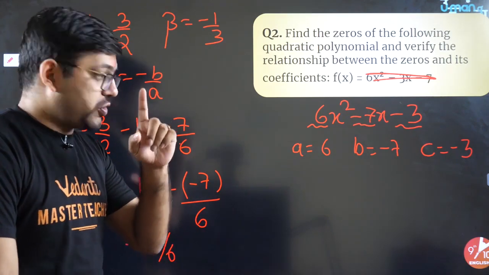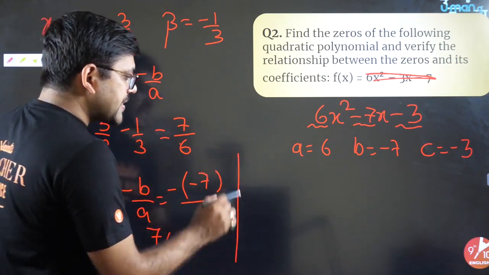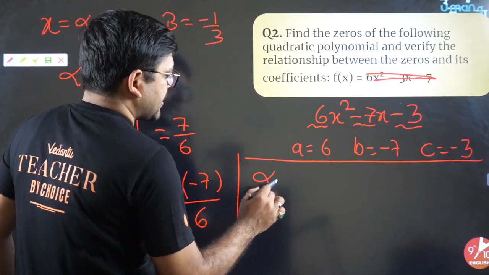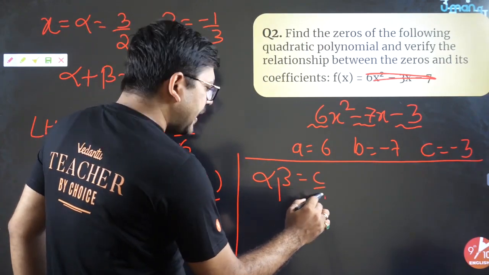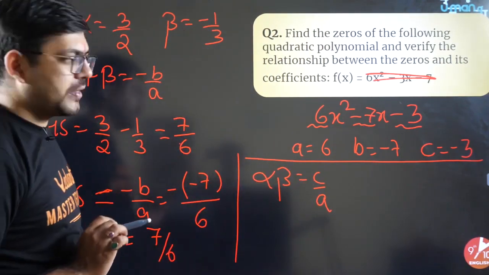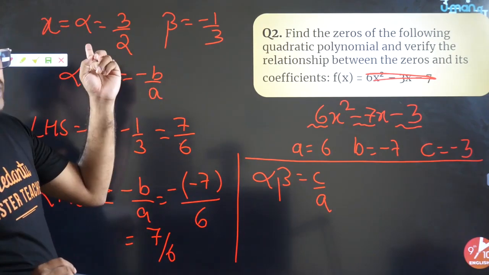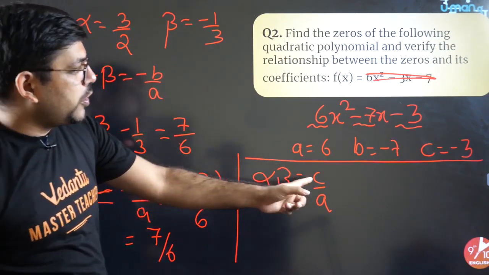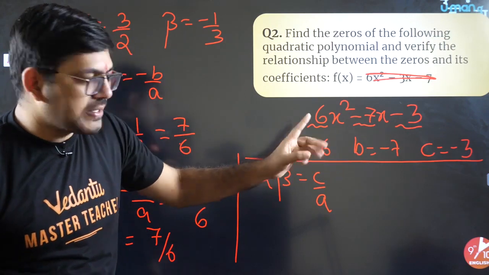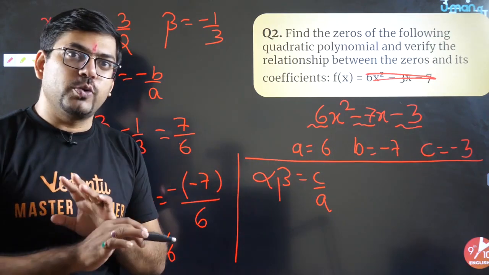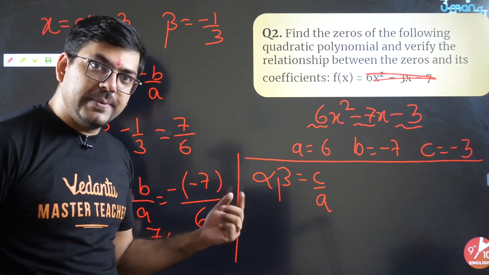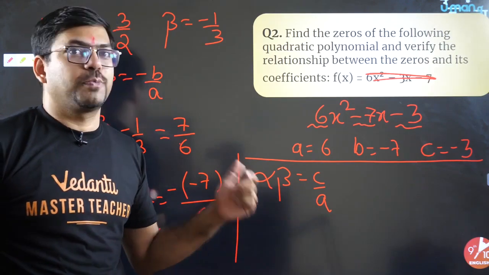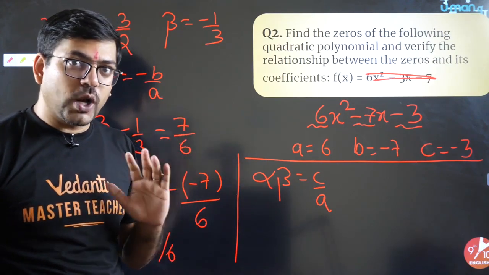But this is only the first relation. After that, you need to do the same thing for the product of the zeros as well. Alpha into beta equals C by A, and it will go exactly the same way. There you have to multiply these two, so you'll get minus 1 by 2. And similarly, you'll write C by A, so minus 3 by 6, that is also minus 1 by 2. Since we see LHS is equal to RHS, hence proved. I hope you all are getting this.